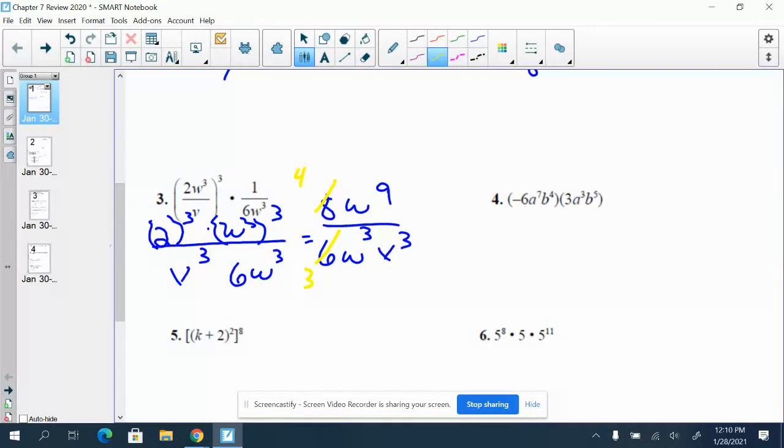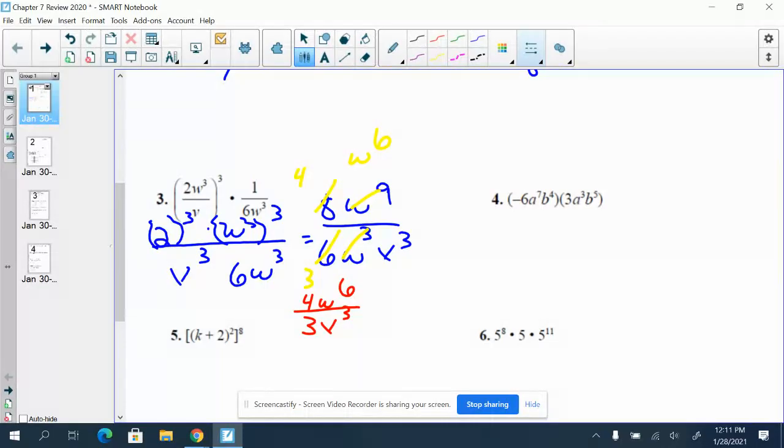Where do you have more w's, top or bottom? Top, right? You have 9 here, you have 3 here. And then you don't have any v's, so that just stays the same. So what you do next is you just write what you have left. On top, you have 4w to the 6th. On the bottom, you have 3v to the 3rd.